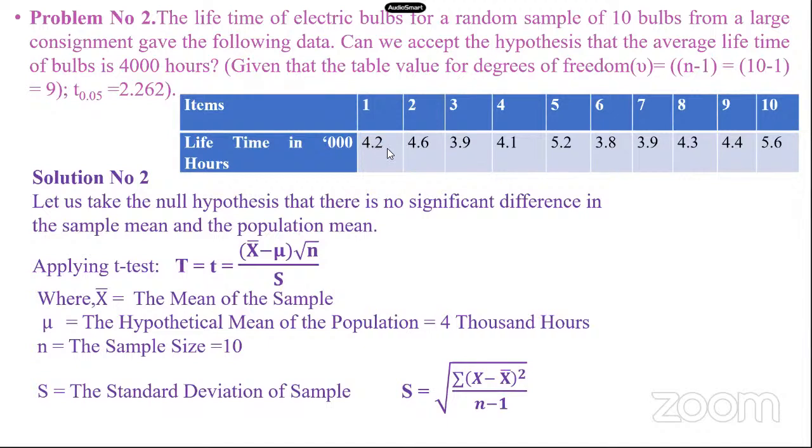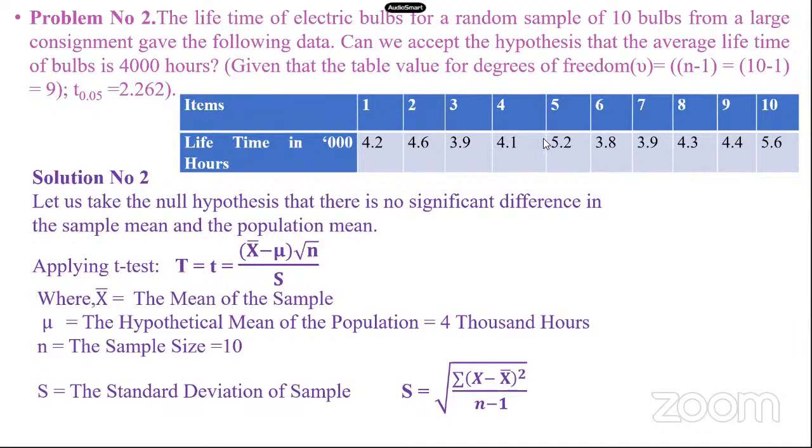So 4.2 thousand, 4.6 thousand, 3.9 thousand, 4.1 thousand, 5.2 thousand, 3.8 thousand, 3.9 thousand, 4.3 thousand, 4.4 thousand, 5.6 thousand.